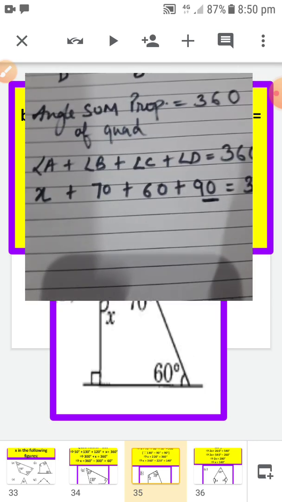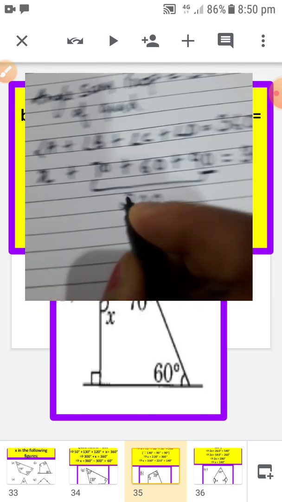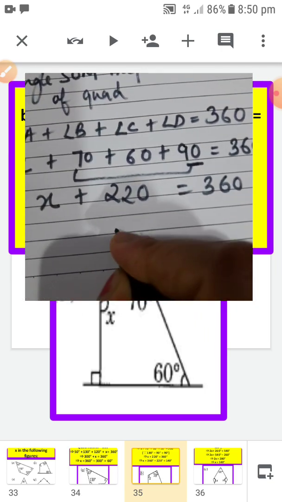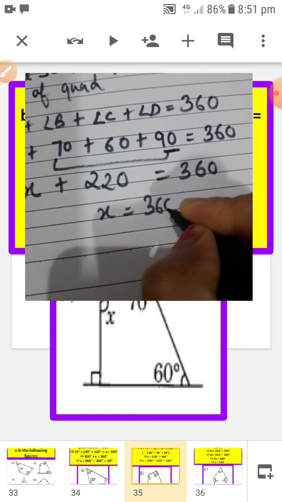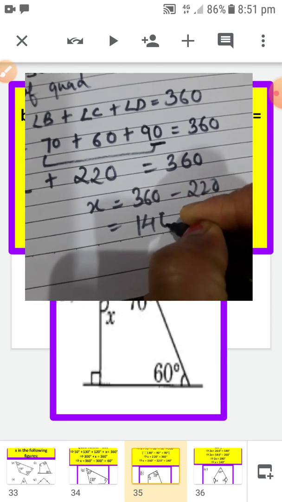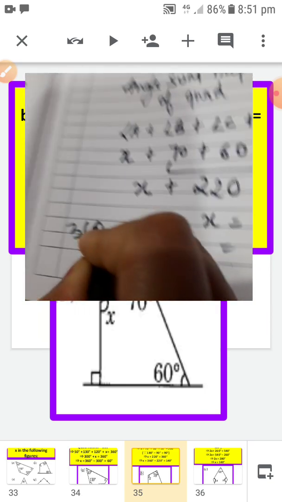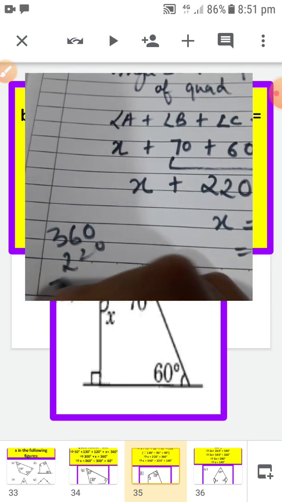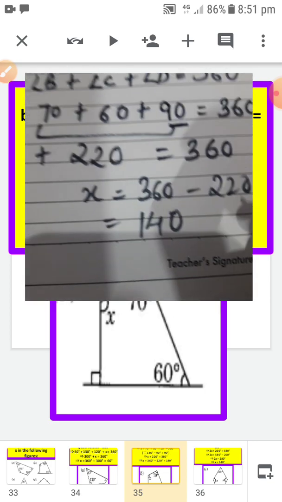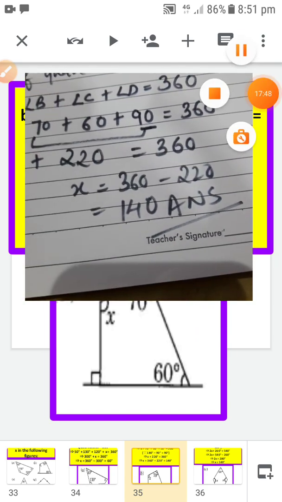Now add all these three terms, you will get 220 plus x gives you 360. So x is 360 minus 220, it gives you 140. 360 minus 220 gives you 140. So the x value here in the B part is 140. This will be your answer.